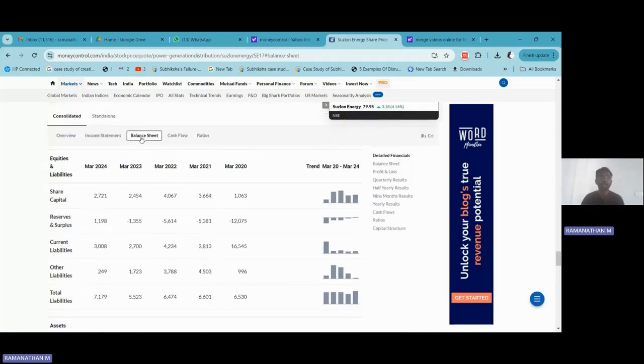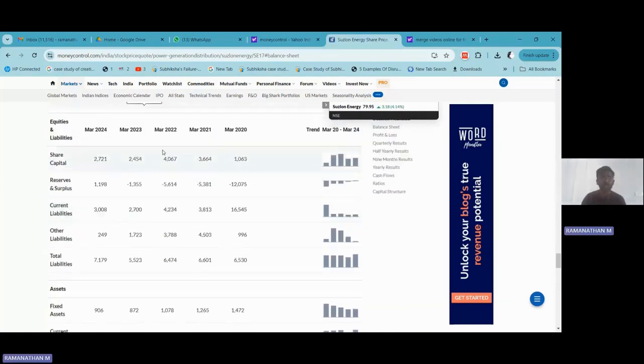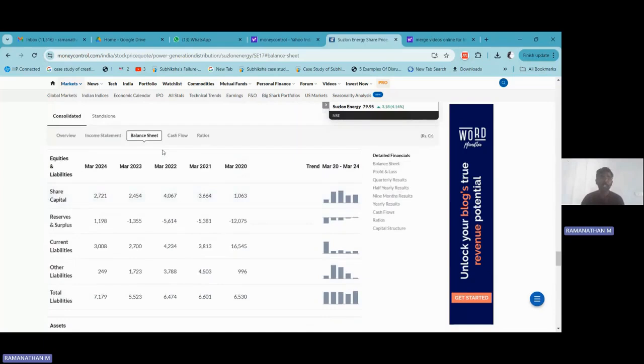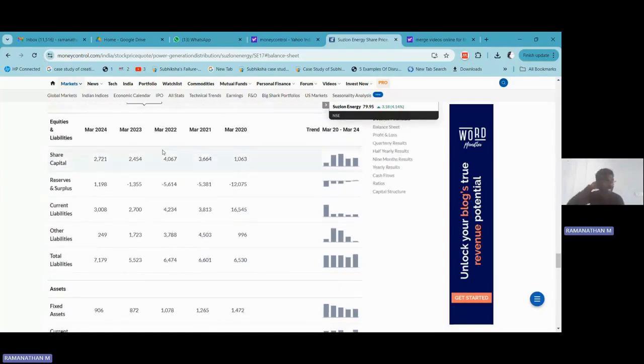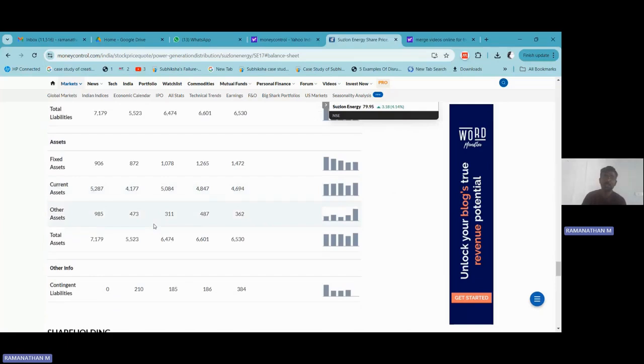We have seen the income statement and cash flow. Now we are seeing the balance sheet. For every quarter, they have mentioned what the assets are, what the liabilities are, and other things. Here we are going to see shareholders' equity and liabilities first. What is the share capital? How much reserve or surplus do they have? Current liabilities, other liabilities, total liabilities. The total liabilities is 7,179. Similarly, our assets are also 7,179.